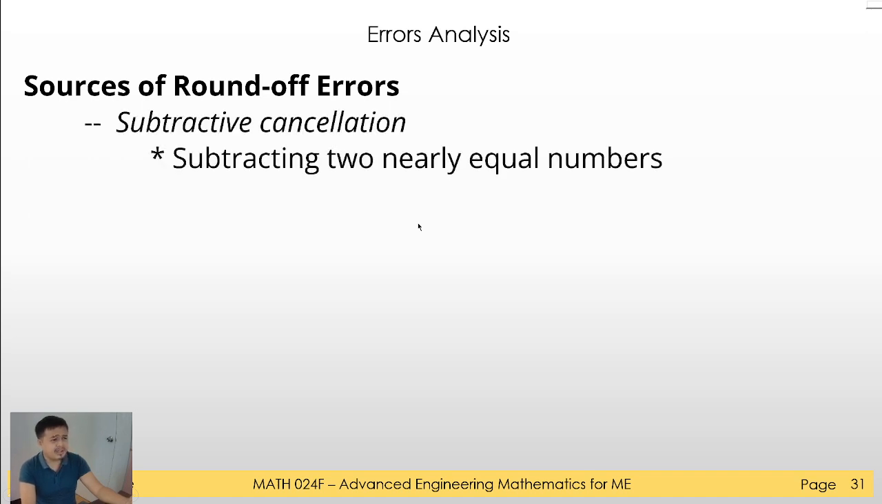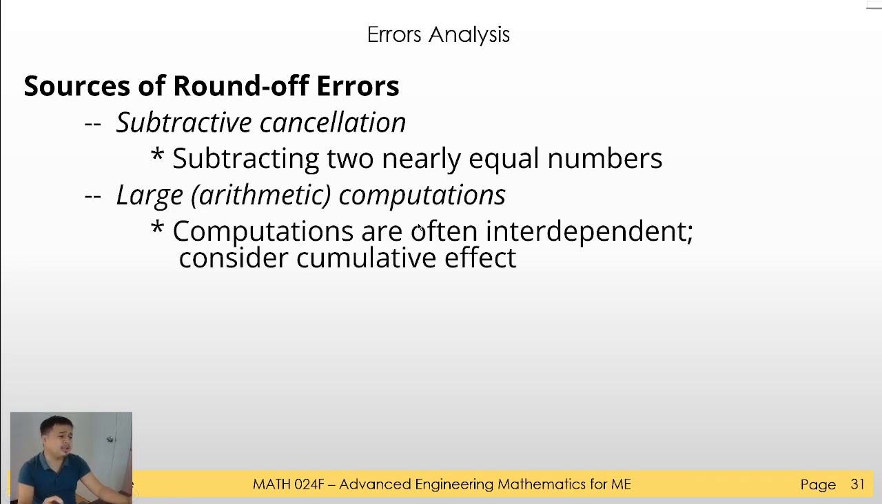Another source of round-off errors is subtractive cancellation. Let's say you have two numbers that are almost close to one another, and their difference is approximately equal to 0. Sometimes the computer will cancel everything instead of keeping the remaining terms if the two numbers are close enough. And then if we have large arithmetic computations, say you're computing 1 million times or 1,000 times, the round-off will accumulate over time during those computations.